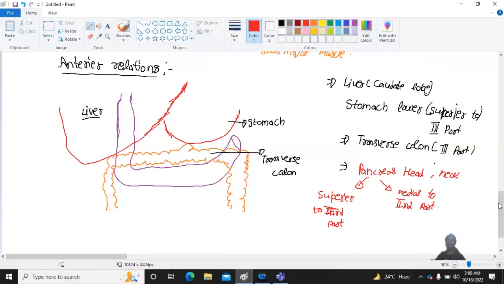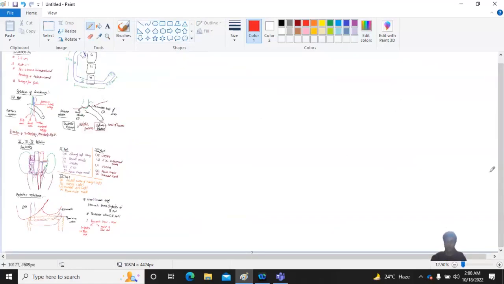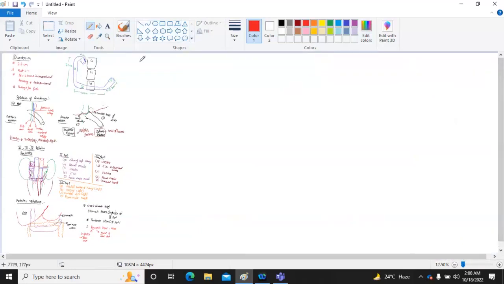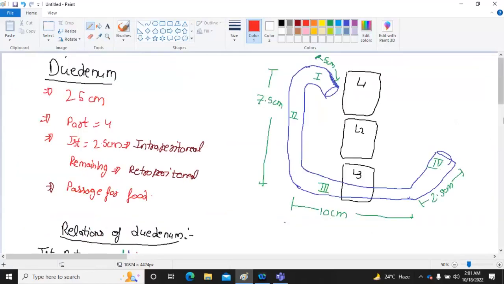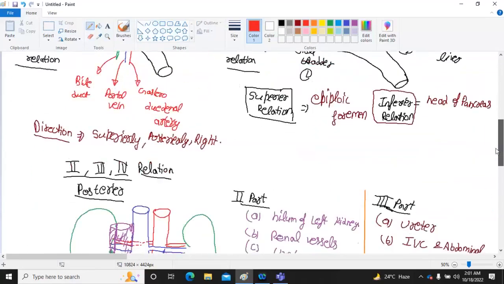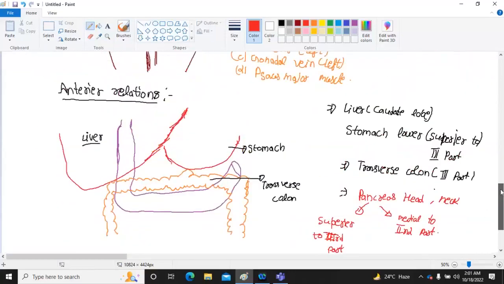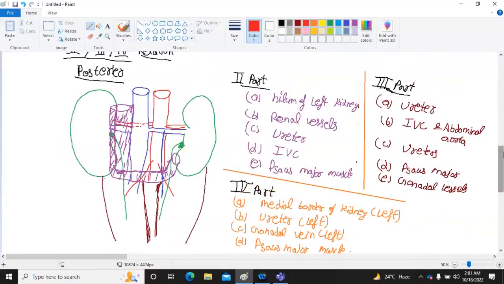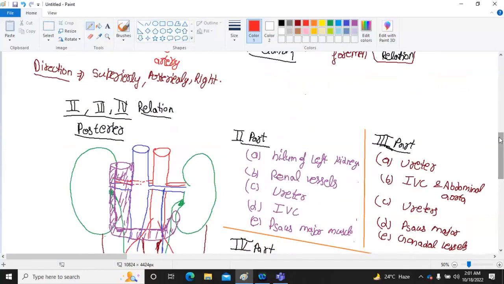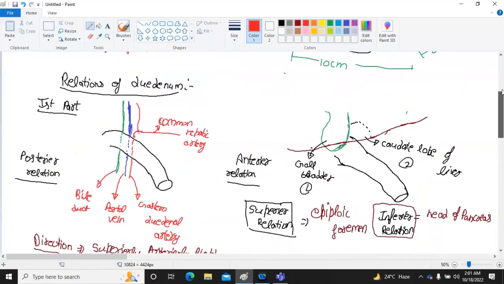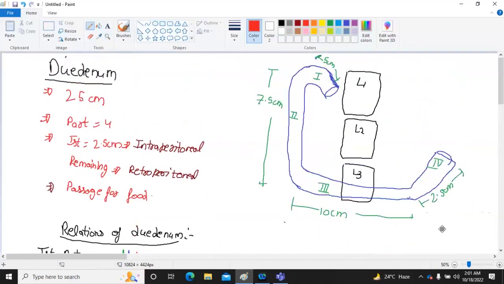These are the anterior relations. So we have covered the relations of the duodenum. These are all the things we have covered: basically, complete duodenum orientation, its length, its position, its orientation, its relations, anterior, posterior, first part, second part, all these we have covered. Now we go to the internal structure of the duodenum.